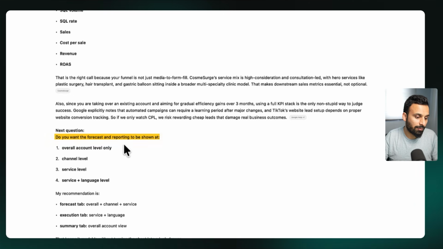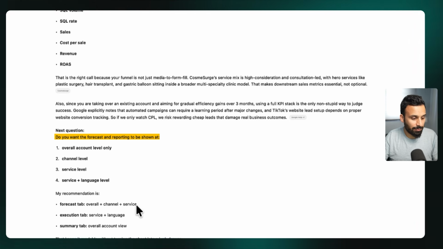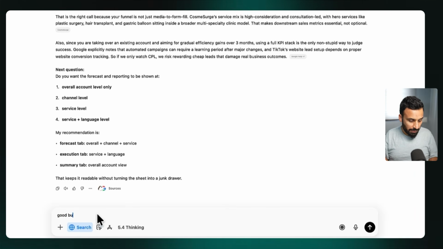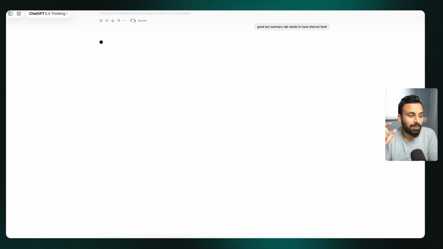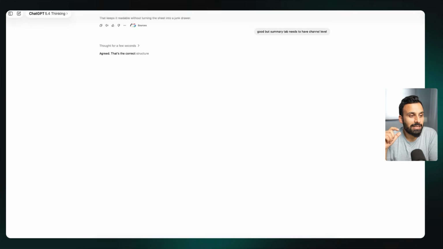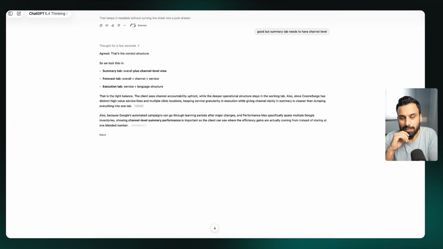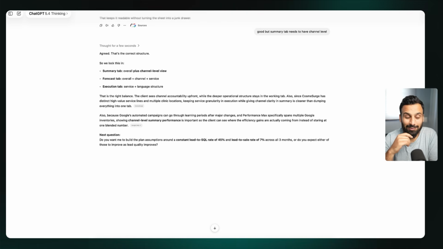Now it's asking me, how do you want the forecast and reporting shown? Account overall level only, channel level, service plus language level. My recommendation is: forecast tab, overall channel plus service; execution, service plus language; summary tab, overall account view. Good, but the summary tab needs to have channel level as well. If you're working with the media planning director and he comes with this media plan and says the summary tab is overall account level, and you tell him no, we want it at channel level as well, it will be a lot of friction.